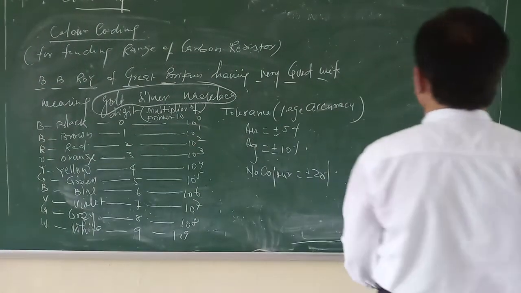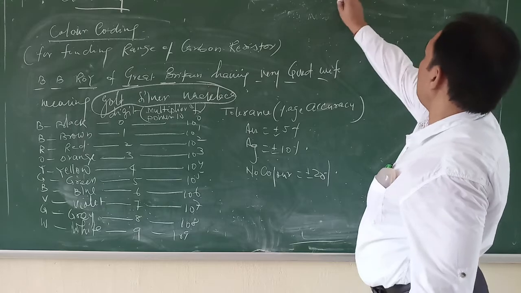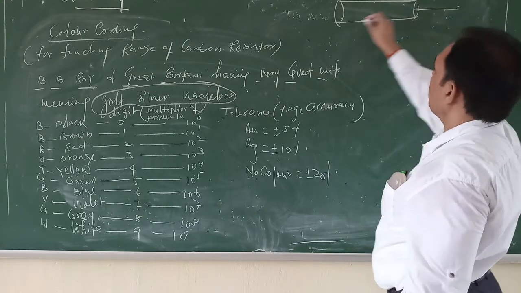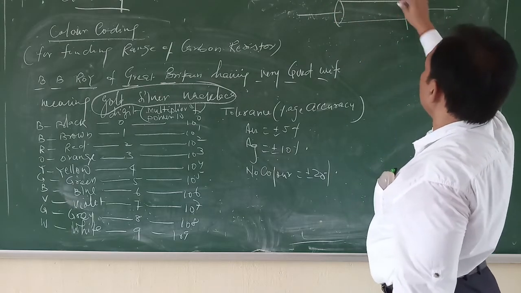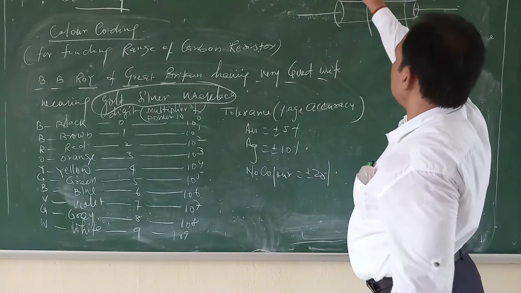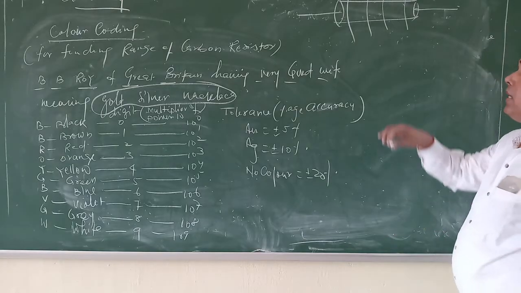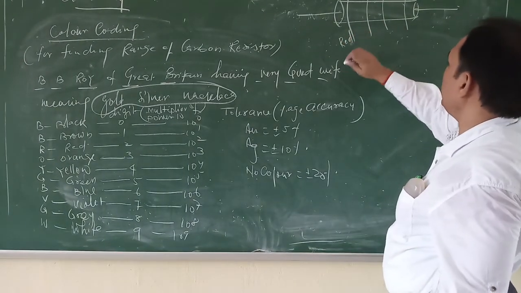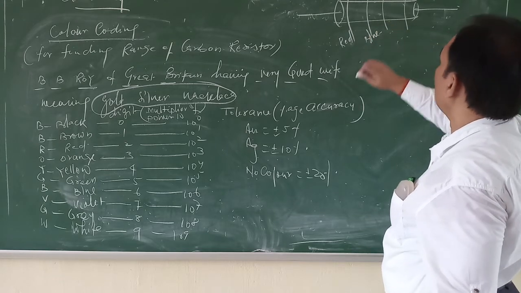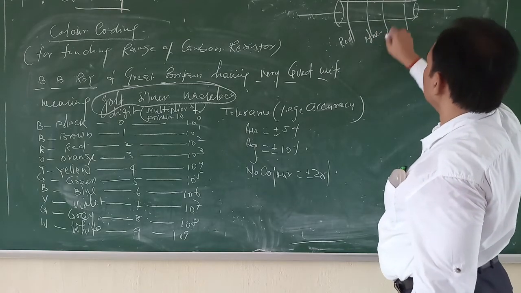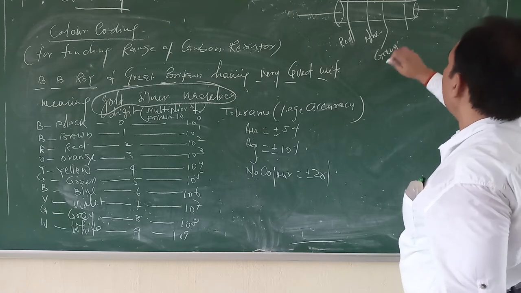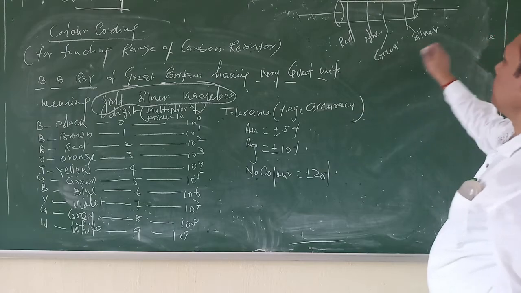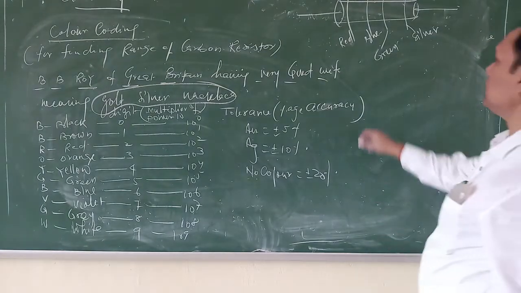So suppose a carbon resistor is provided to you. Suppose this is a carbon resistor and it has color strips. Suppose this is red, this is blue, this is green, and this is silver. And you have to find the range of this resistance.